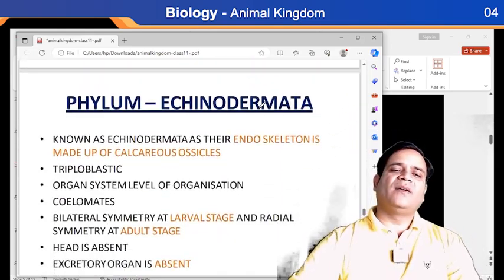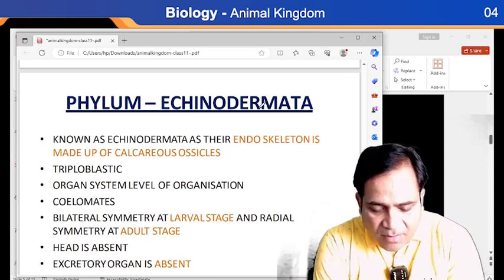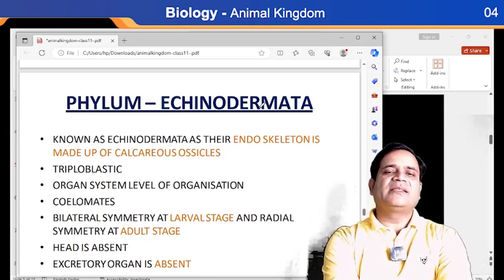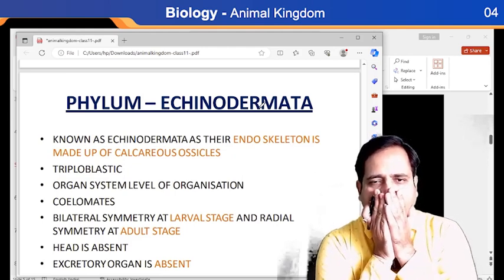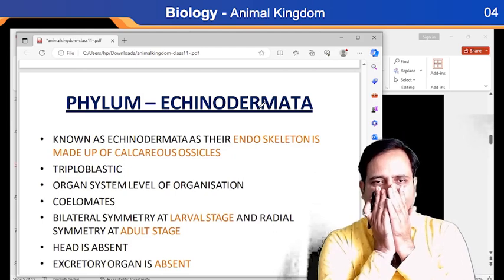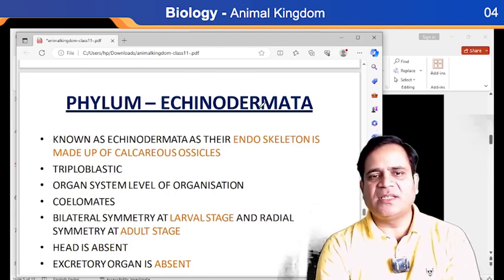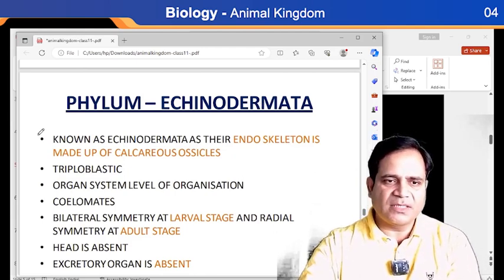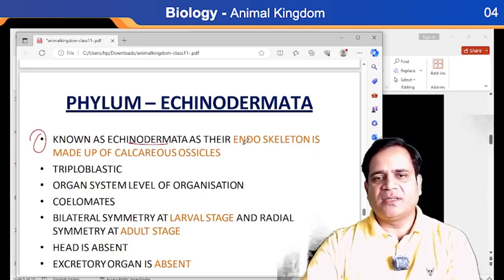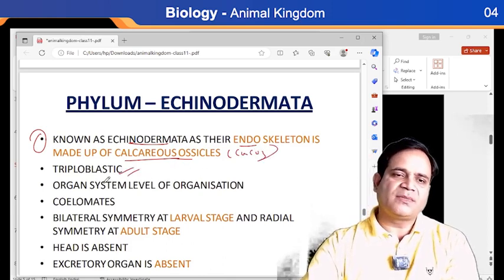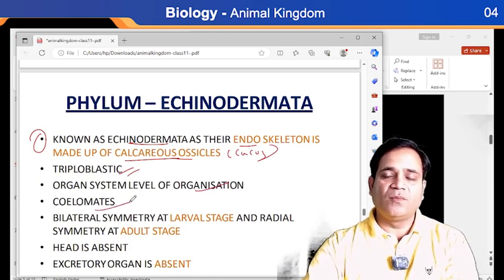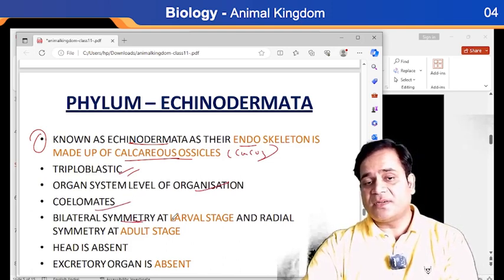Now see, what about the phylum Echinodermata? It means their body is spiny skinned. What I'm saying? Spiny skin. Their endoskeleton is made up of calcareous ossicles like CaCO3. They are triploblastic, having three germ layers, organ system level of organization, coelomate, that is body cavity, with bilateral symmetry at the larval stage and radial symmetry at the adult stage.